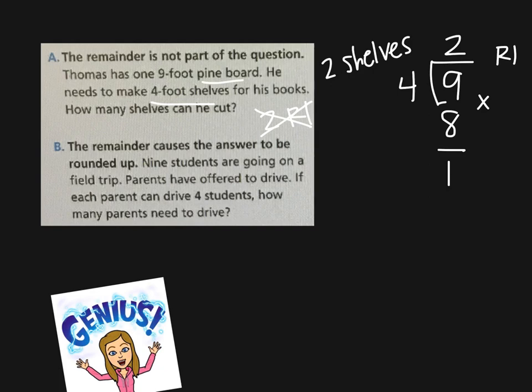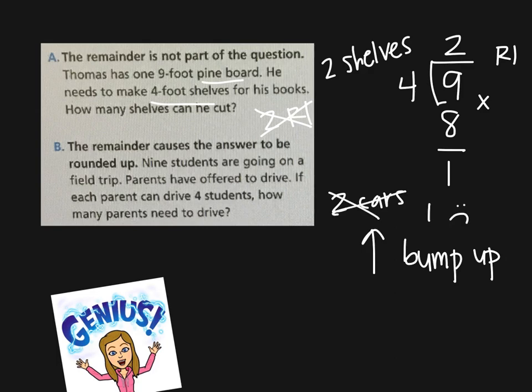So this is a case where you actually bump up the remainder so that you can use it with the whole number. So instead of telling the parents you would only need 2 cars, which isn't true because then 1 kid is left out, you would tell them to take 3 cars. So in this case, how many parents need to drive? 3 parents for sure. That way we make sure every kid comes along on our wonderful field trip.